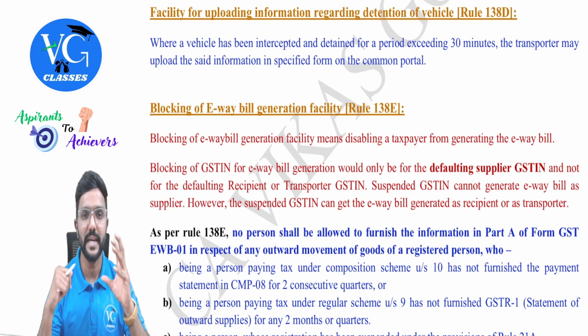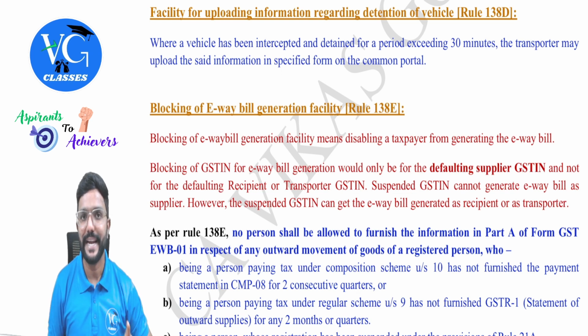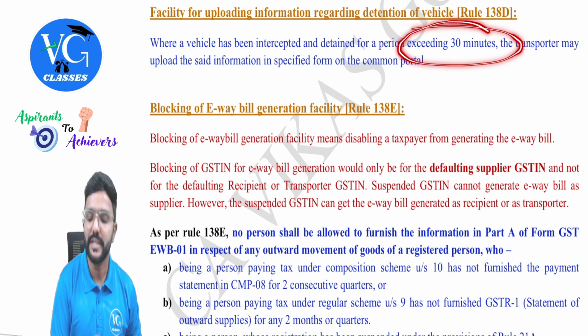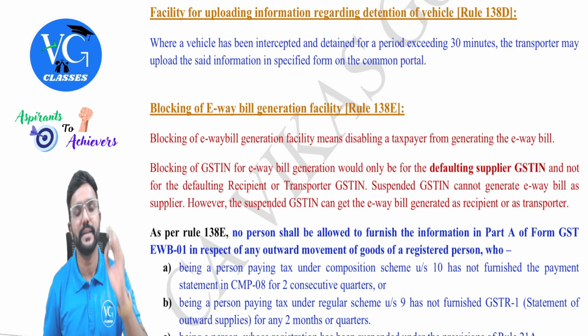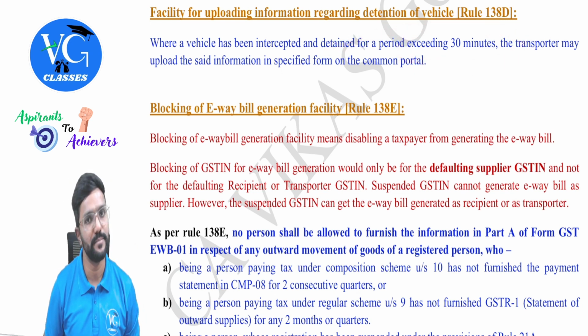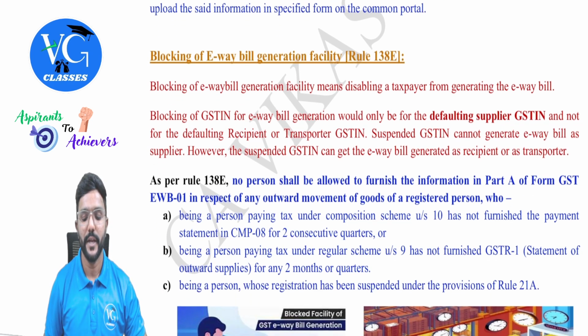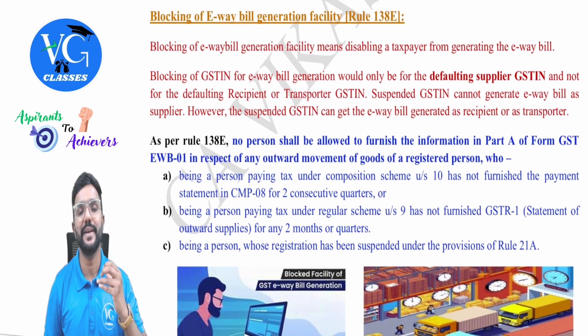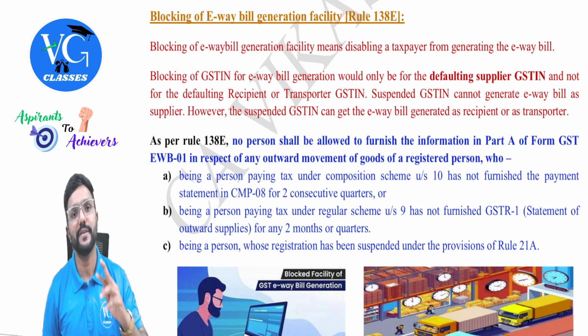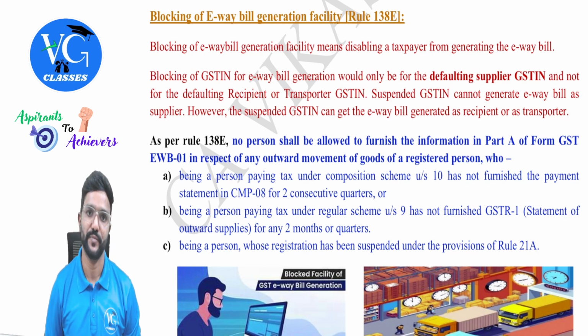So if the vehicle has been intercepted or detained by the proper officer for more than 30 minutes, you need to update the details immediately on the GST portal. So that if goods couldn't be delivered within the validity period, the transporter can take that as a reason for asking extension in validity period.